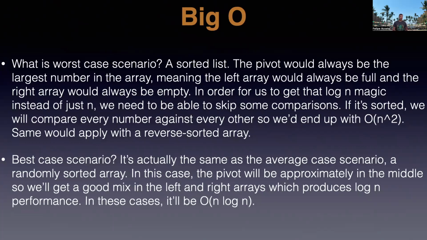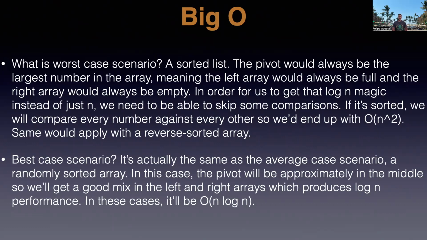Big O, what is the Big O? The worst case scenario is a sorted list. The pivot will always be the largest number in the array because it's already sorted. So it's going to be the last one, meaning that the left array will always be full and the right array will always be empty. In order for us to get that log n magic instead of n, right? We need to be able to skip some comparisons. If it's sorted, we will compare every number against every other. So we end up with O(n squared), right? The same would apply with a reverse sorted array because everything gets compared basically.